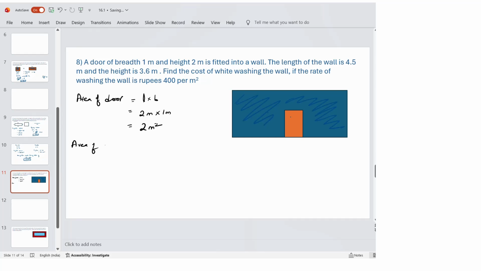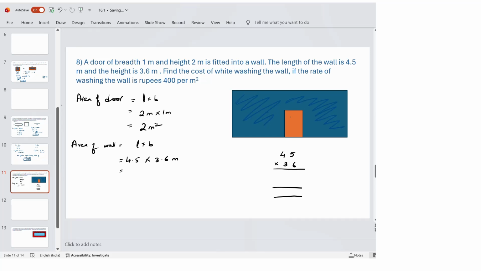We need the area of the wall now. So the length of the wall is 4.5 into 3.6 meters. I hope everybody remembers how to multiply 4.5 into 3.6. So what I do is I do not take the points when you are doing multiplication. You don't really need it. You simply remove the points and you start multiplying, and whatever you get, there you will adjust the points as is.